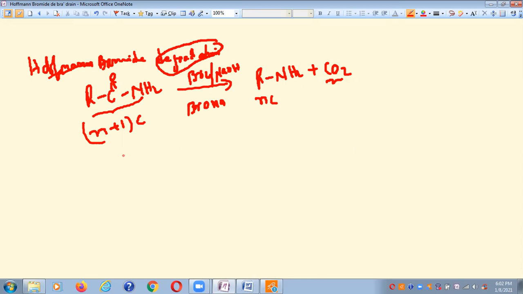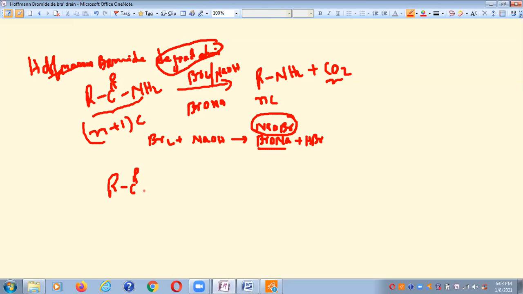First, this Br2 will react with NaOH, and we may get BrONa plus HBr. You can also show it like this, NaOBr, no problem, sodium hypobromite. And in the next step, this amide RCONH2.